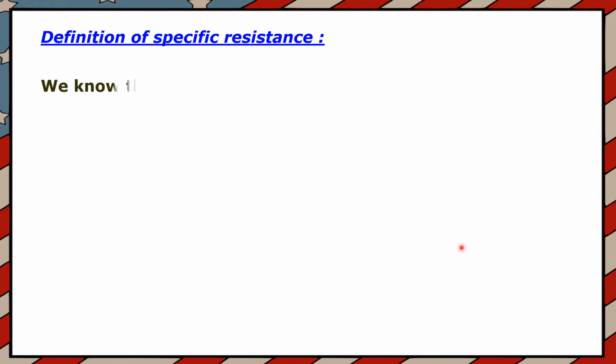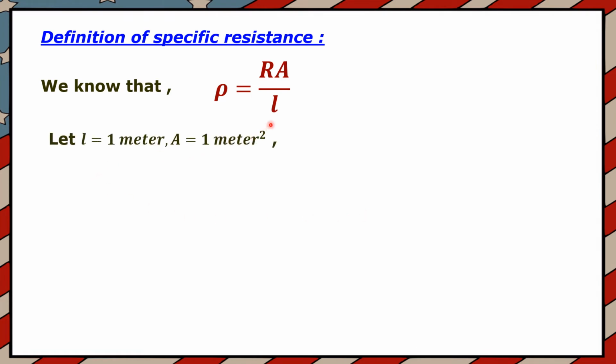Now let us define the specific resistance. Definition of specific resistance: we have just seen rho equal to RA by L, that is, specific resistance equals resistance into cross-section area divided by length. Let L equal 1 meter and A equal 1 meter squared. Then, substituting L as 1 and A as 1, we get rho equal to R into 1 by 1, which means R only. That is, rho equal to R itself.